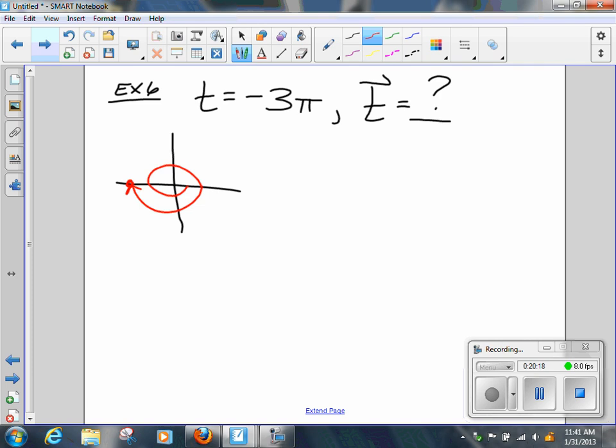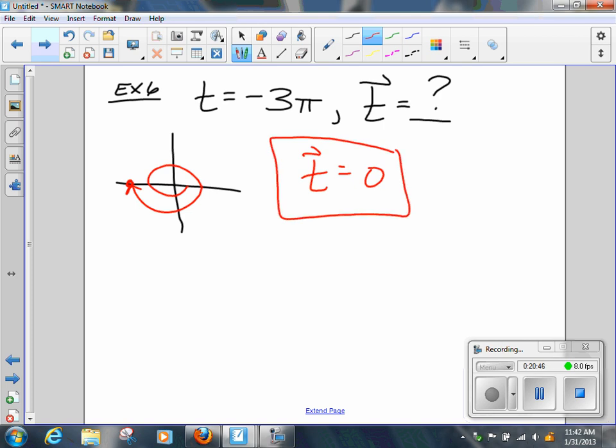What is it? Why? Because you can't move anywhere. You're already where you need to be. How many miles are you going to walk if you're already there? 0. If I'm already there on the x-axis, I'm there. So my t-bar is what? 0. Okay? Make yourself a note.